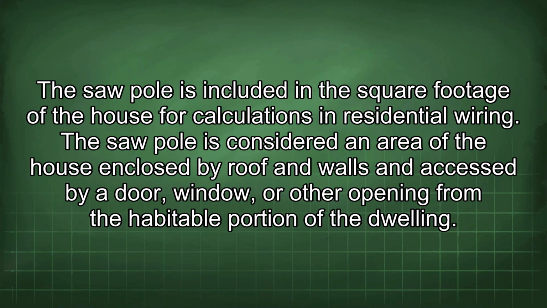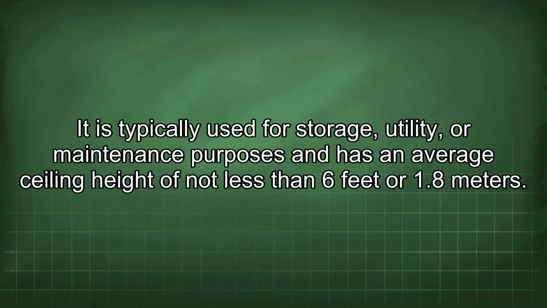The sub-hole is included in the square footage of the house for calculations in residential wiring. The sub-hole is considered an area of the house enclosed by roof and walls and accessed by a door, window, or other opening from the habitable portion of the dwelling. It is typically used for storage, utility, or maintenance purposes and has an average ceiling height of not less than 6 feet or 1.8 meters.